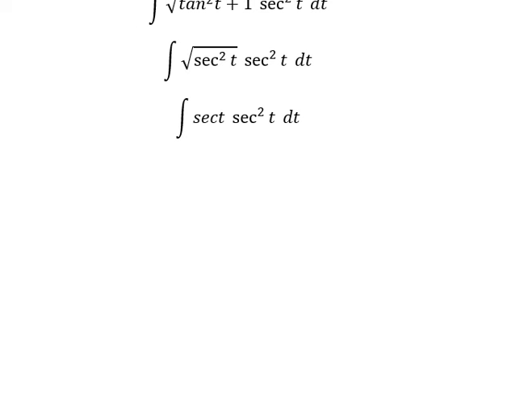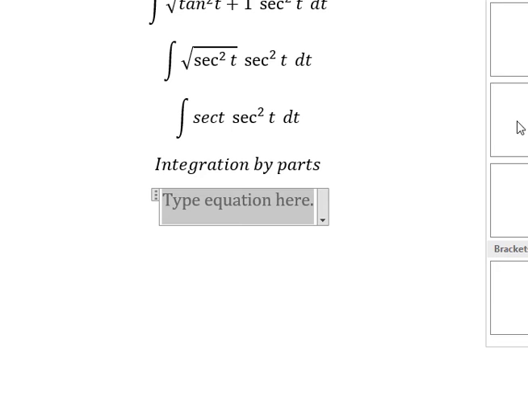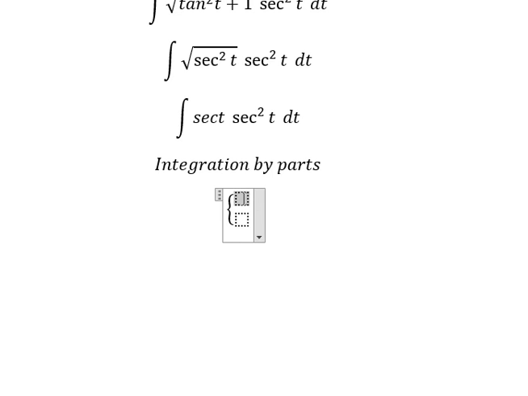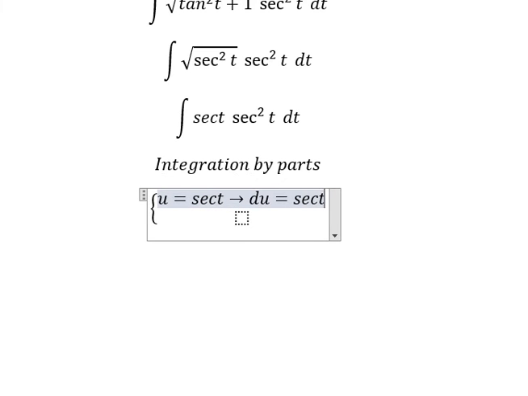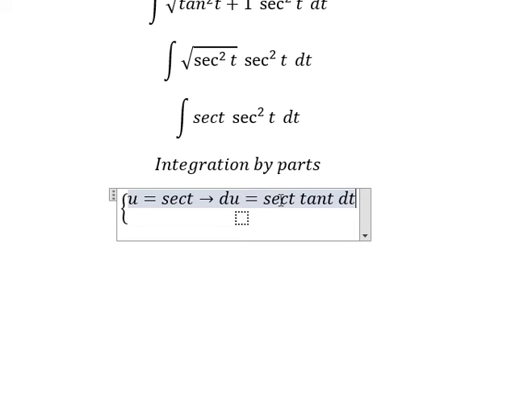Now, we need to use integration by parts. So, I will put u equal to secant of t. We do the first derivative. We have secant of t tan t dt. dv we have secant of t squared dt. The integration of this one, we will have v equals tan t.